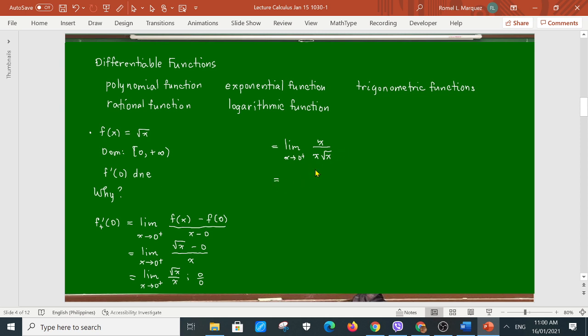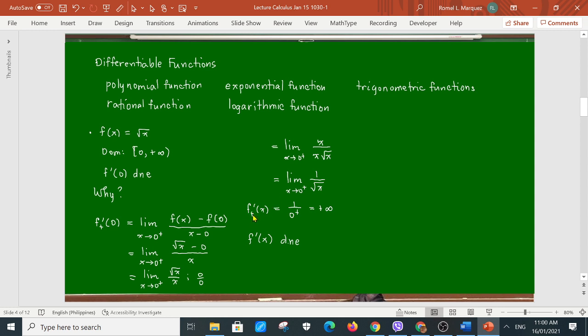So this is now equal to the limit as x approaches 0 from the right of 1 over square root of x. And what's the limit of this? 1 over something going to 0 through positive values. Therefore, this is positive infinity. Meaning, the derivative does not exist. So, f prime of x does not exist from the right.